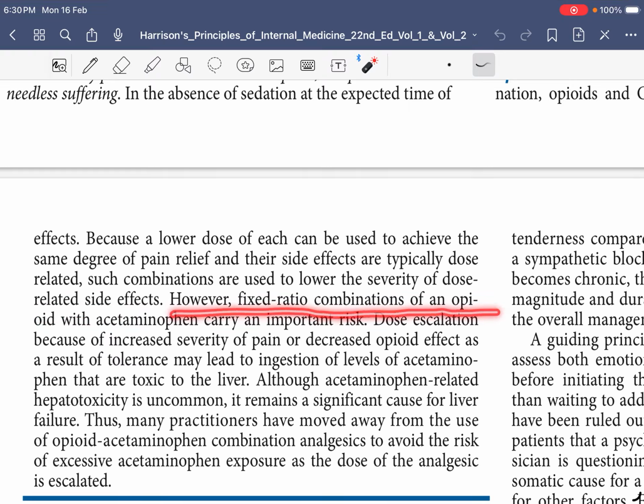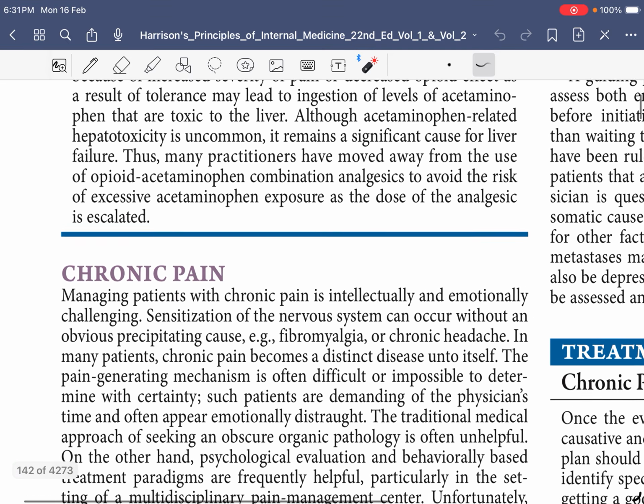However, fixed ratio combination of an opioid with acetaminophen carry an important risk of dose escalation because of increased severity of pain or decreased opioid effect as a result of tolerance. This may lead to ingestion levels of acetaminophen that are toxic to the liver. Although acetaminophen related hepatotoxicity is uncommon, it remains a significant cause for liver failure. Thus, many practitioners have moved away from the use of opioid acetaminophen combination analgesic to avoid the risk of excessive acetaminophen exposure as the dose of analgesic is escalated.